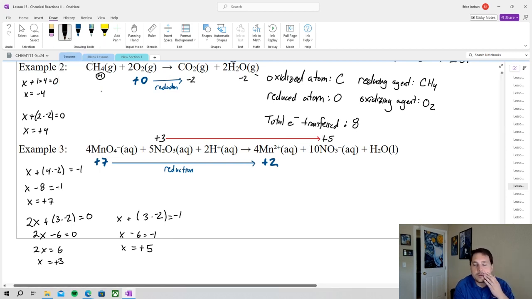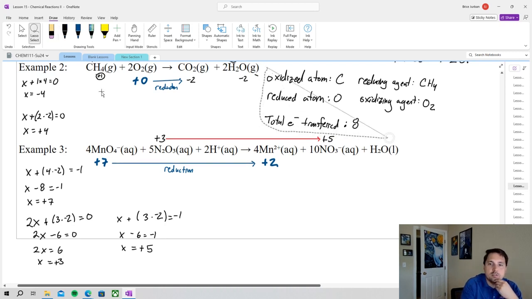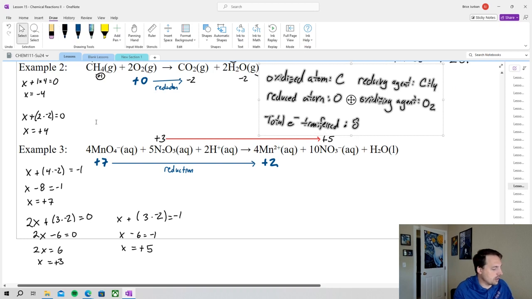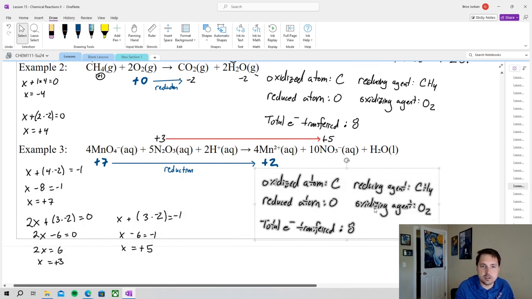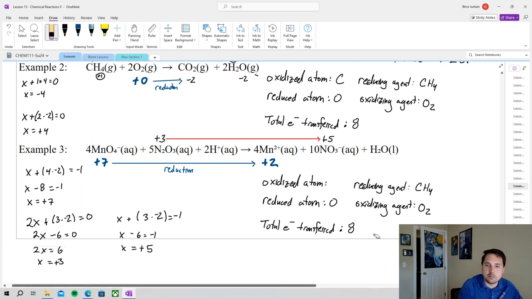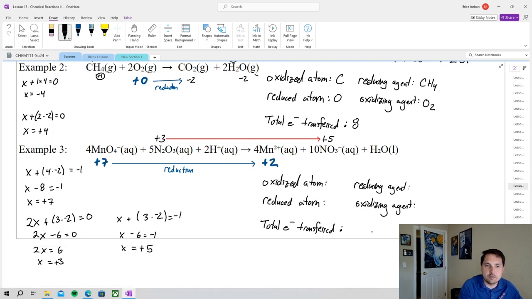All right. So overall, we can figure out all this information again. We don't need to look at the other atoms because they're all going to be like this: hydrogen's +1 here, it's going to be +1 over here, and the oxygens are all -2 on both sides. So let's look at how we can figure this information out.